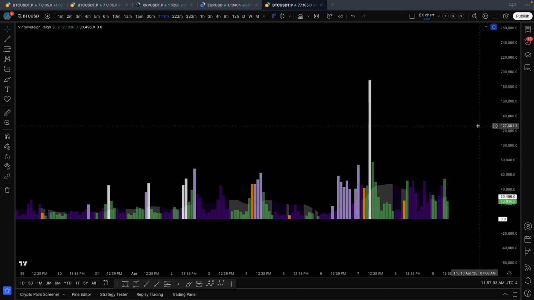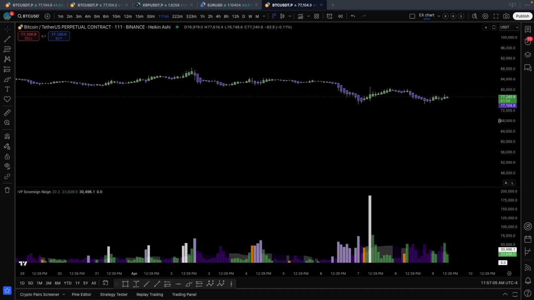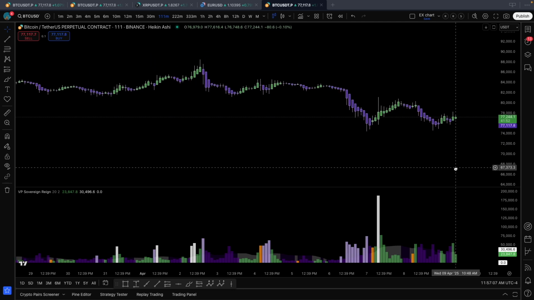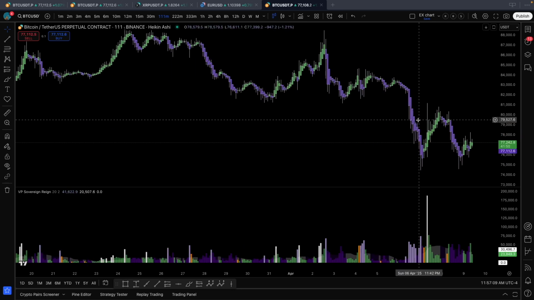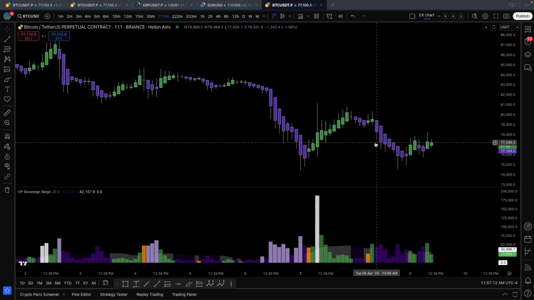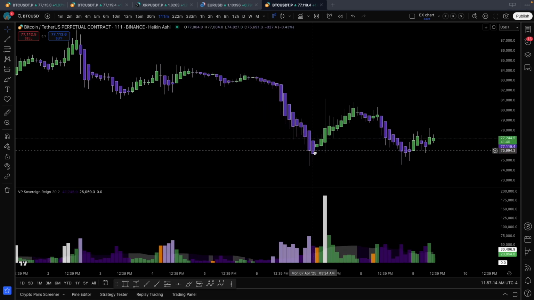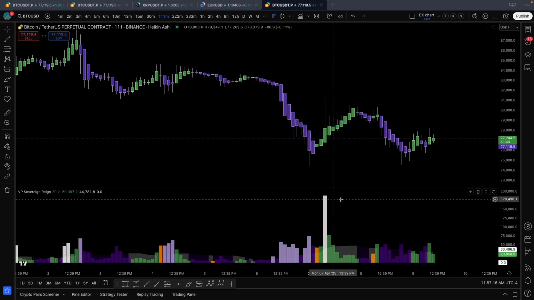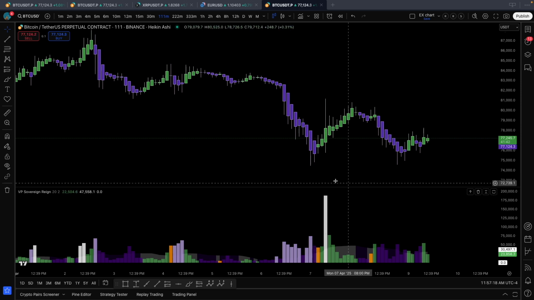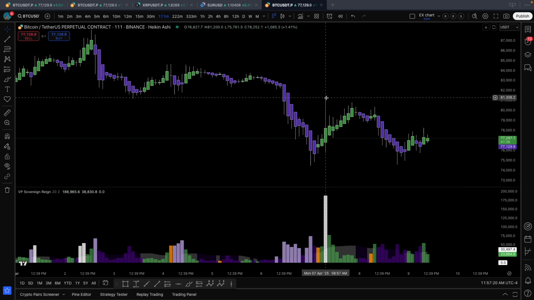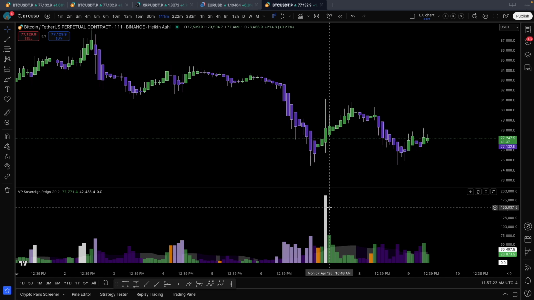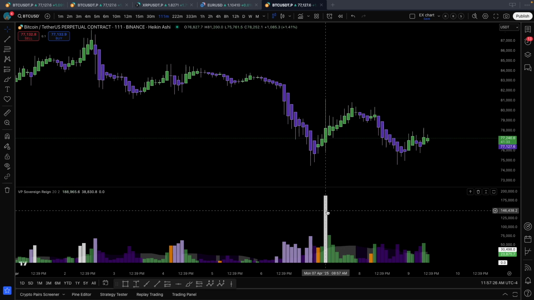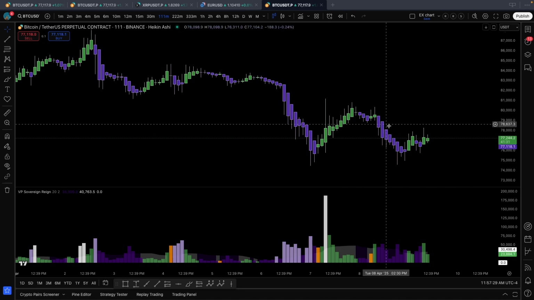So let's put it on the chart. Let's see what we've got here. So this is the 111. You know, it's probably unusual. But you can see here, volume spiked up, and after that, volume just kept decreasing, which would have been a good indication that we're probably gonna make a down move.